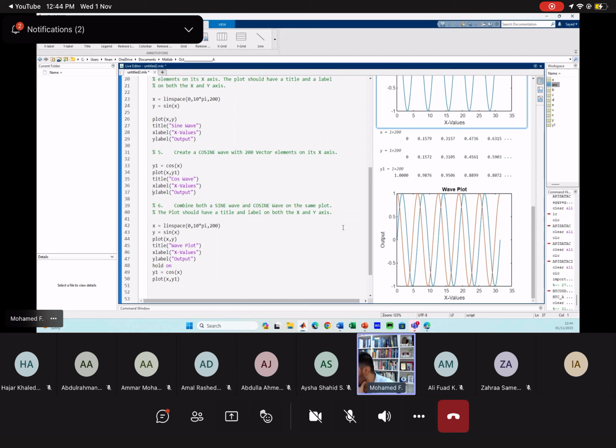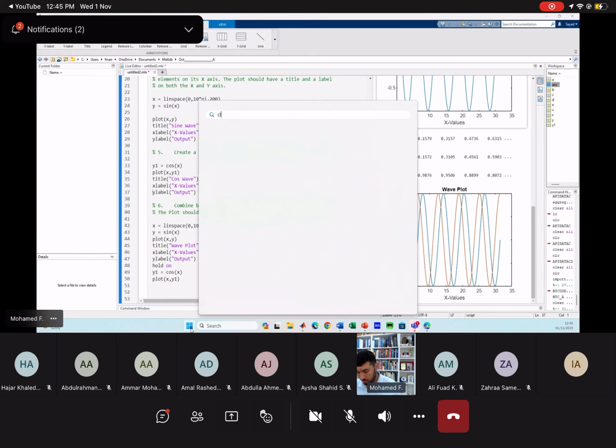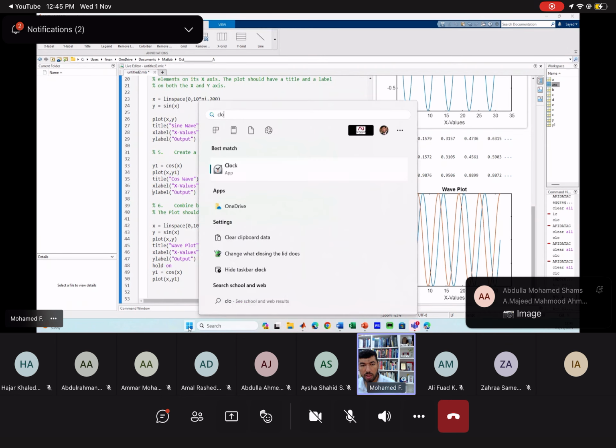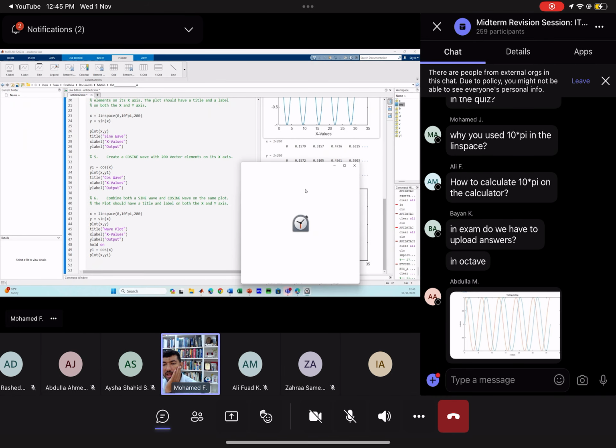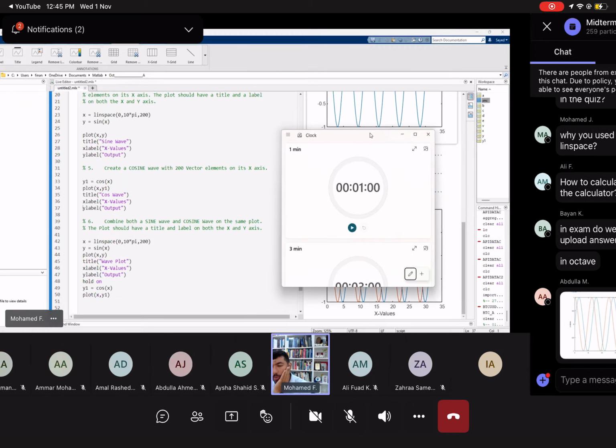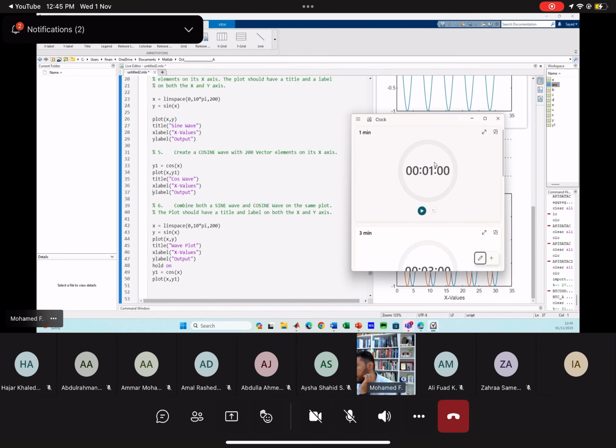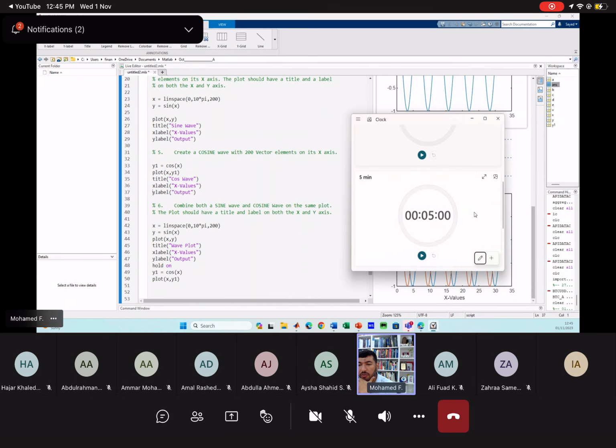In the exam, do we have to upload an answer file? Yes, you have to. You are going to save it as an M file, and then you are going to upload it in the Moodle. Your question is not going to be corrected unless you have uploaded your file. Okay, I'll give you 5 minutes.